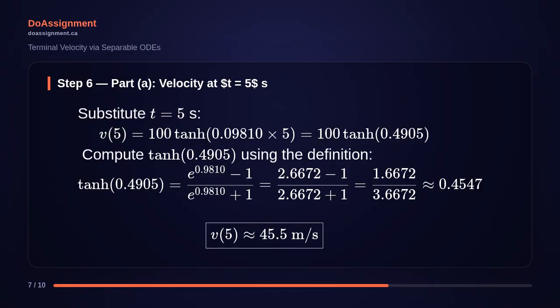For part A, we plug t equals 5 seconds into our formula. The argument of hyperbolic tangent is 0.09810 times 5, which is 0.4905. Computing that gives approximately 0.4547, so the velocity at 5 seconds is about 45.5 meters per second.